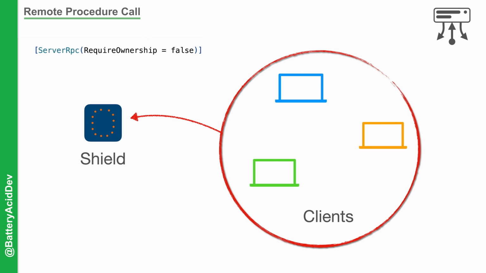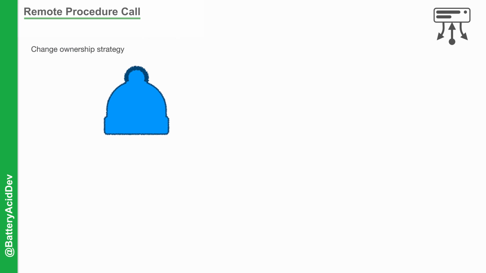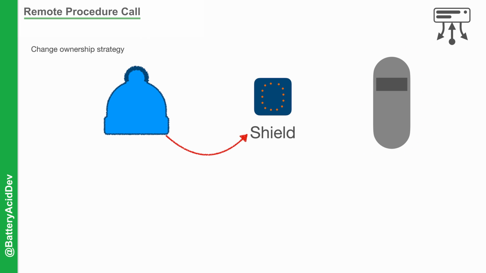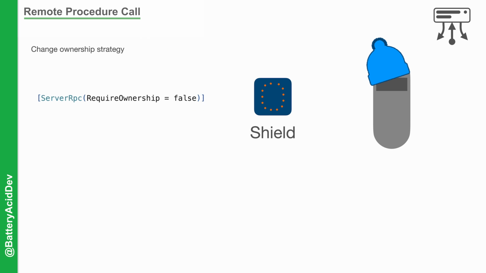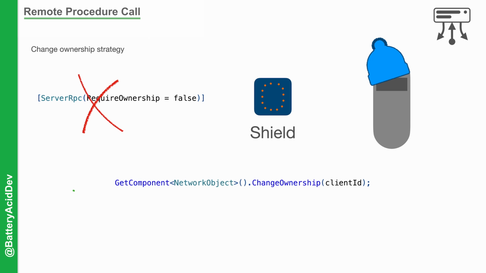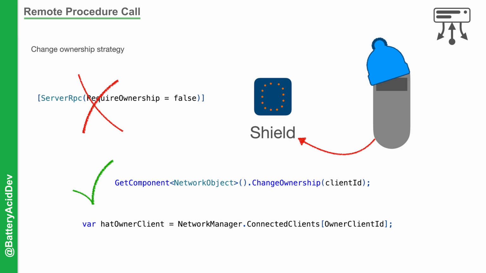But instead of a buff that can be used by anyone, what if we had a special hat that only allowed the player wearing it to activate a shield? In this case, instead of there being a global server RPC, you could change ownership of the hat to the player who picked it up. With this approach, the hat owner client calls the hat's server RPC to activate the shield. And the server knows who to apply it to because it's tracked by the owner client ID property through the network behavior. No other clients can call this except for the client owner of the hat.